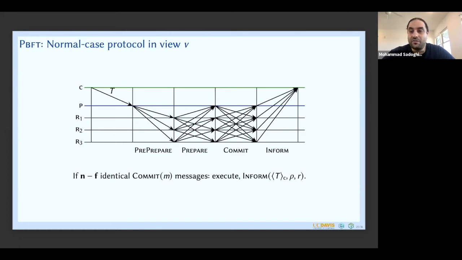Now let's start forming an intuition of why we need all of these phases. It can be proven that if you reduce any of these phases, you can potentially be exposed to different attack models. The first one is easy. The pre-prepare is a simple one. That's basically getting a transaction from the client and informing everybody. Any idea why we need prepare? Any guess or any intuition that you may have why this phase is needed?